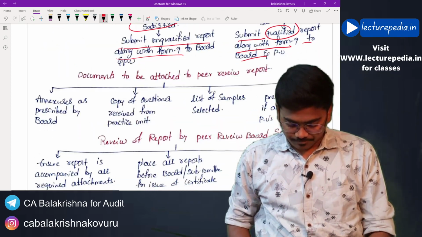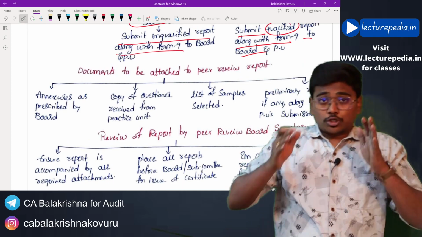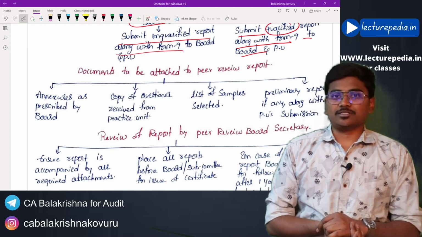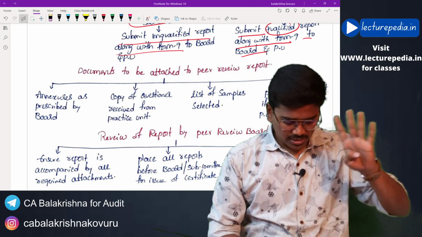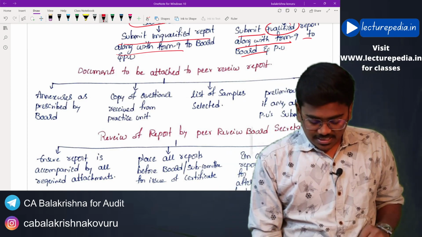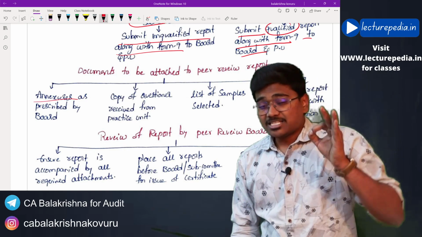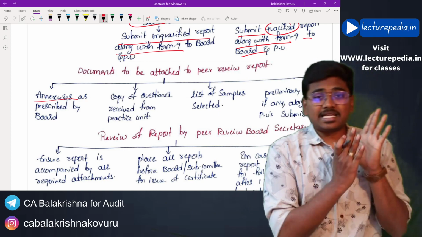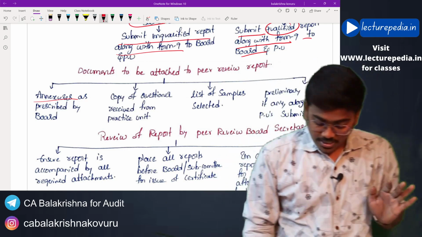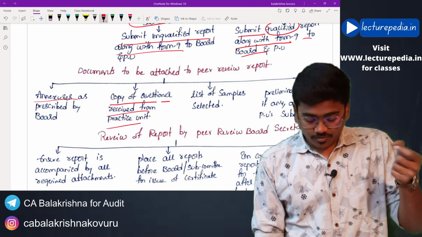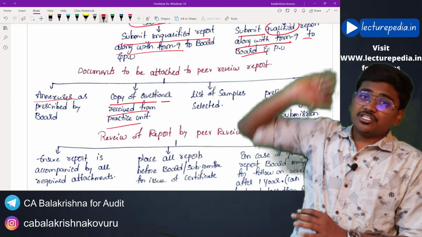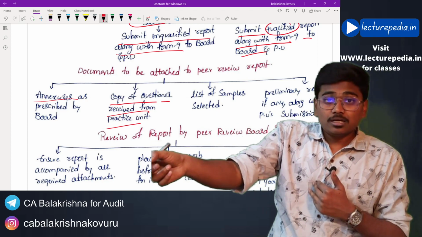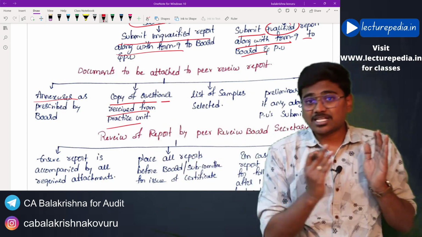Hope this is clear. Next, to this report of the peer reviewer, certain attachments have to be attached. What are those attachments? There are 4 types of attachments. Firstly, if the peer review board has prescribed any annexures, then those annexures must be attached to the peer review report. Next, a copy of the questionnaire received from the practicing unit. At the stage of initiation, the practicing unit has given a certain questionnaire to the peer reviewer. Even that questionnaire has to be attached.